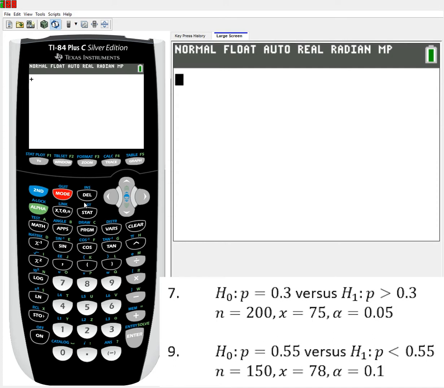Okay, so for number 7, it gives us that h sub 0, the null hypothesis, is that the proportion is equal to 0.3. The alternative hypothesis, h1, is that the proportion is greater than 0.3. So we assume that the proportion is around 0.3, and our goal is to show that it is in fact greater than that, and statistically significantly so. The sample size, n, is 200, the number of individuals that have whatever property this is referring to is 75, and our alpha level is 0.05.